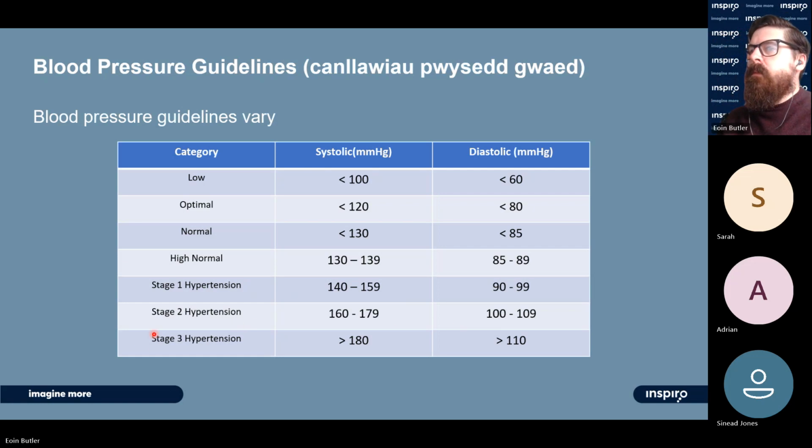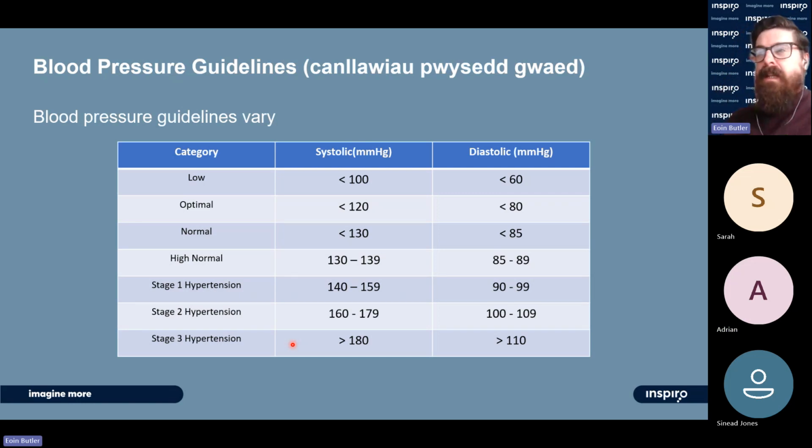Okay. If we've got a client at stage 3 hypertension, they should already be under medical supervision. And we would not recommend exercise for anybody who is at stage 3 hypertension. Can anybody tell me why? I kind of gave the answer a little bit earlier. It's just too high. You'd already be increasing the blood pressure that's already high. So essentially, it'd be dangerous.